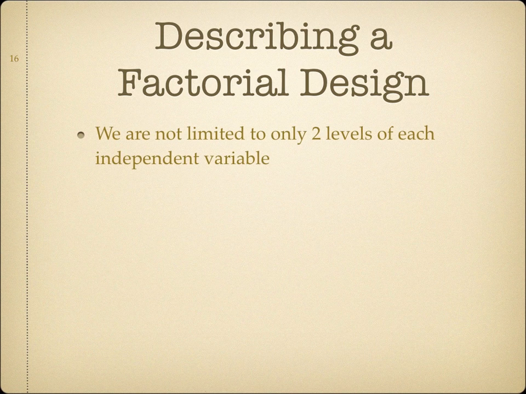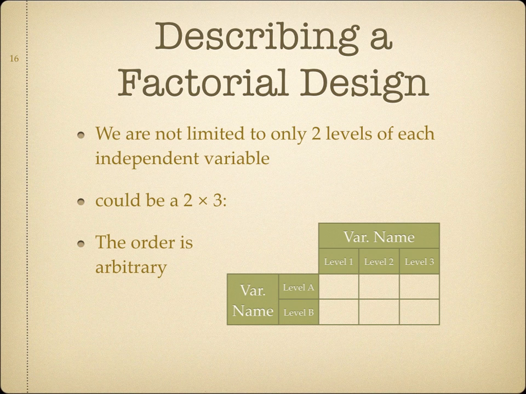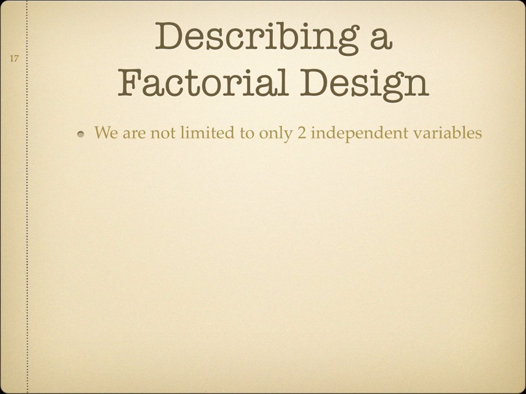We're not limited to only 2 levels of each independent variable. As I was just saying, it could be 2 by 3. And in fact, the order is arbitrary. It could be described as 3 by 2. And we're not limited to only 2 independent variables.